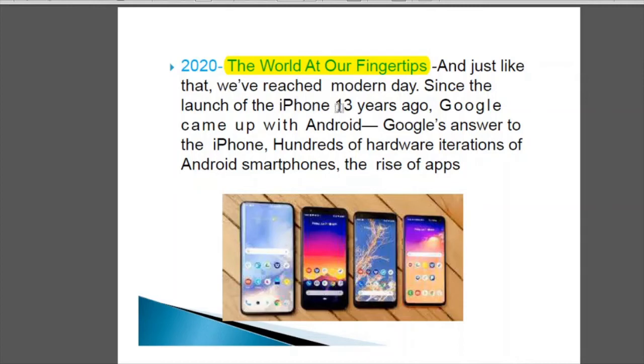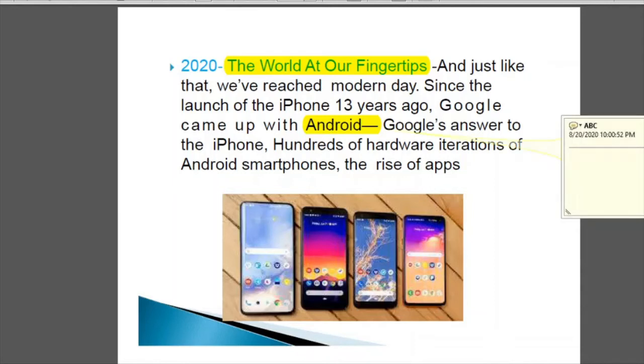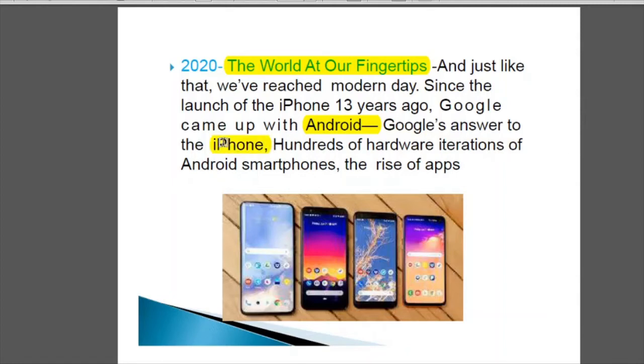Since the launch of the iPhone 13 years ago, Google came up with Android. So Android phones are very popular and they are much cheaper than iPhones. Why? Because they also have a huge market against iPhone. You can always hear that there is tough competition going on between iPhone and Android. So Android is a smartphone platform introduced by Google.